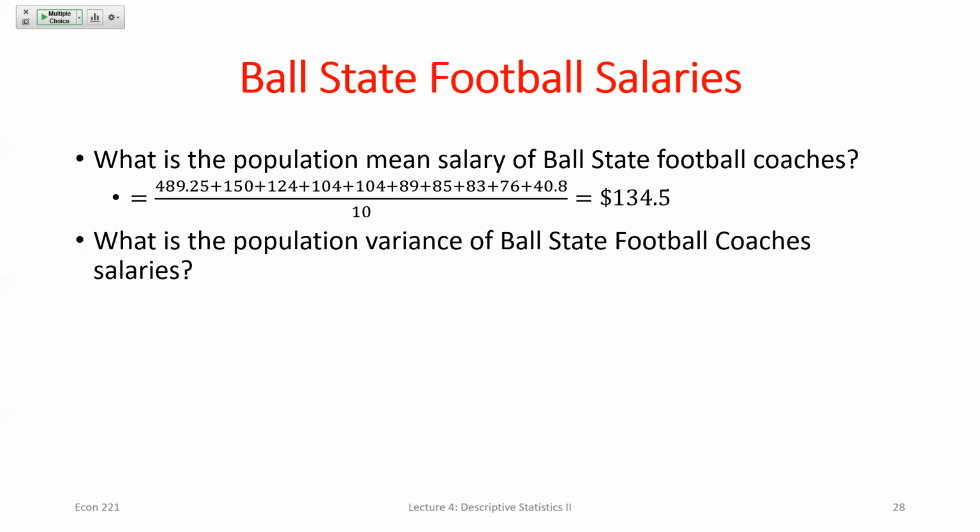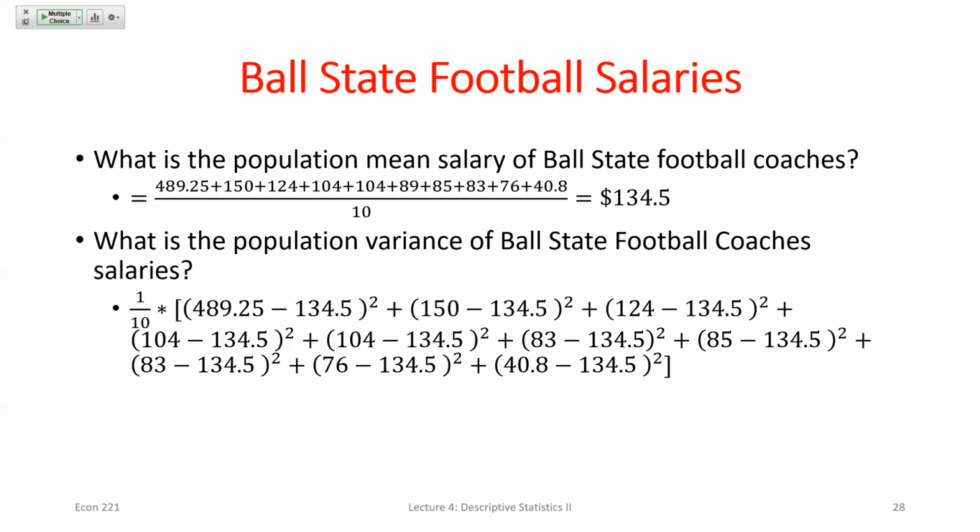So if I wanted to find the population variance, I'm going to go through each coach's salary, subtract the mean, and then square that value. Once I do that for every single coach, I would then add all those up. And then finally, similar to the mean, I'll divide by n. I'm going to treat this like it's population data because it was every coach at Ball State football in that year, right? So it's going to look like this.